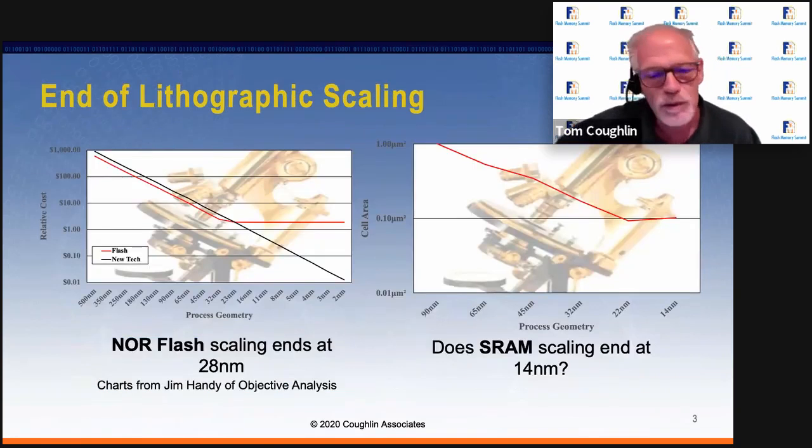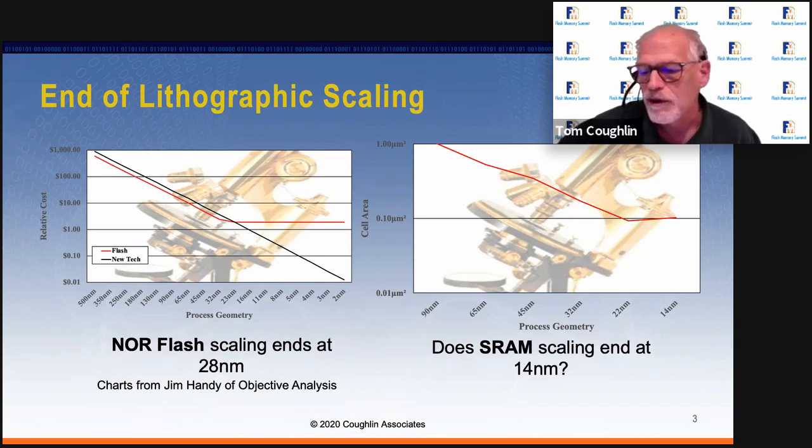Semiconductor process shrinks have worked for decades to reduce costs, as is illustrated in the left chart from my colleague Jim Handy. The process runs along the bottom, shrinking as we move to the right. Relative cost on the vertical axis has historically come down with every process shrink. But flash memory has a problem. Flash is unable to scale past a certain point. For NAND flash, this was 15 nanometers, so 3D NAND was adopted.